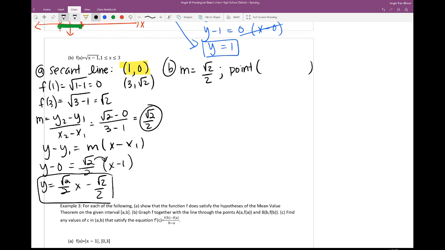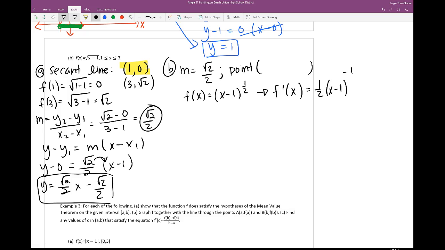So I need to do the derivative. So f of x is square root of x minus 1. I'm going to rewrite this in power notation because I'm going to need to do the derivative. Okay, so f prime of x equals 1/2 times x minus 1 to the negative 1/2 times the derivative of the inner component, but that's going to give me 1. So I don't need to worry about that. I will set this equal to the slope because I need to find the location of x where the slope is rad 2 over 2.